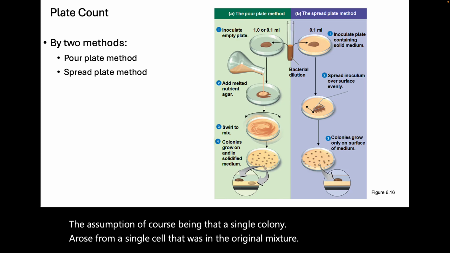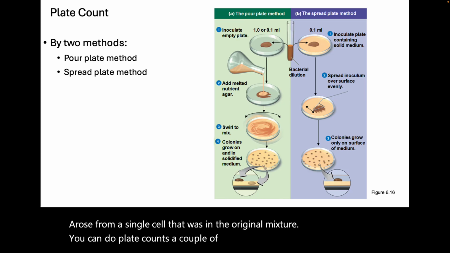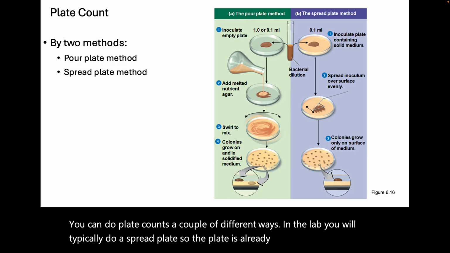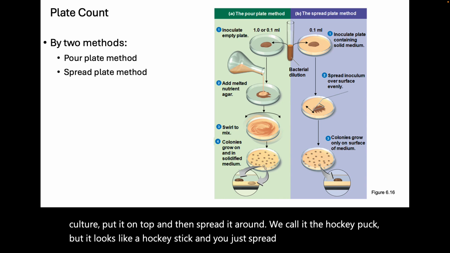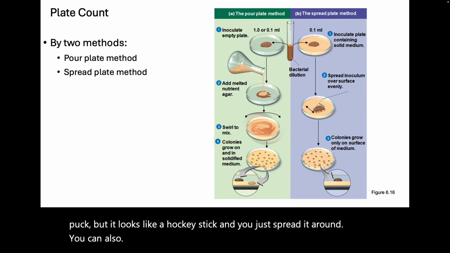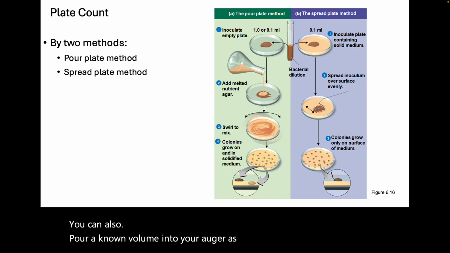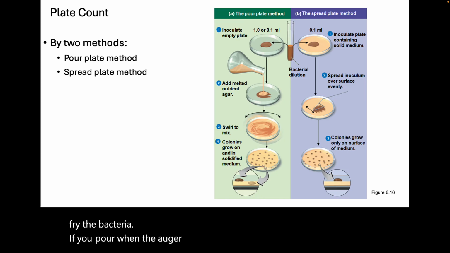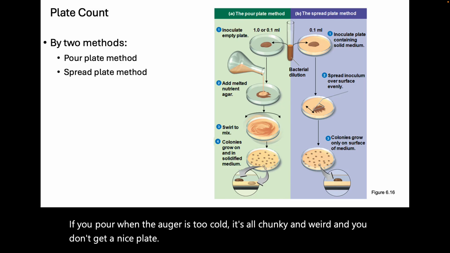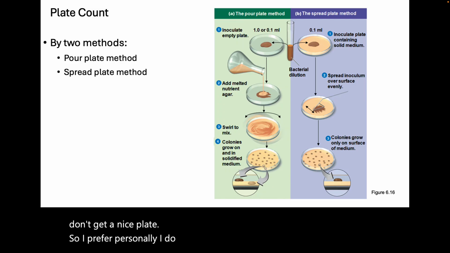You can do plate counts a couple of different ways. In the lab, you will typically do a spread plate. So the plate is already made. You take a liquid culture, put it on top, and then spread it around. We call it the hockey puck, but it looks like a hockey stick, and you just spread it around. You can also pour a known volume into your agar as you're making the plate. This one's a little bit tricky because if you pour when the agar is too hot, you fry the bacteria. If you pour when the agar is too cold, it's all chunky and weird and you don't get a nice plate. So I prefer, personally, to do a spread plate when I have to count.